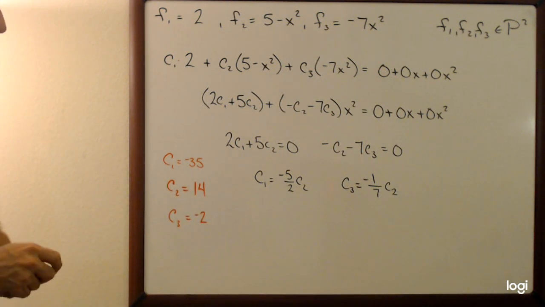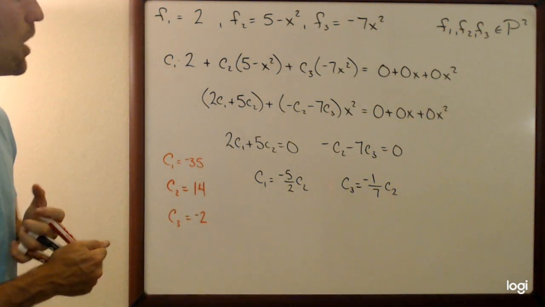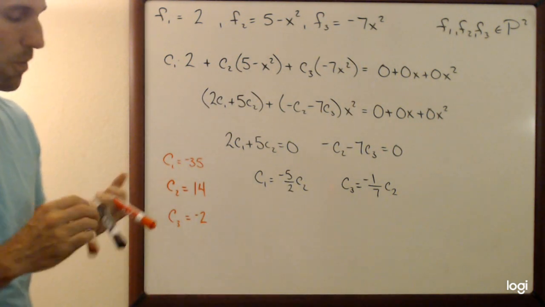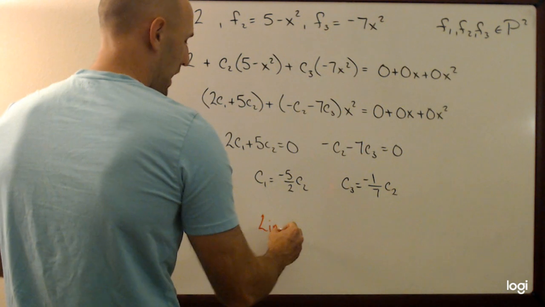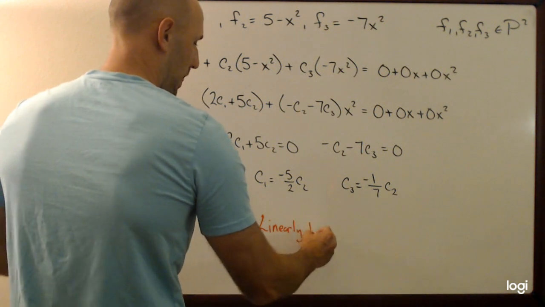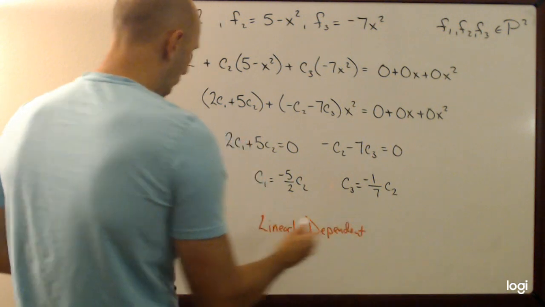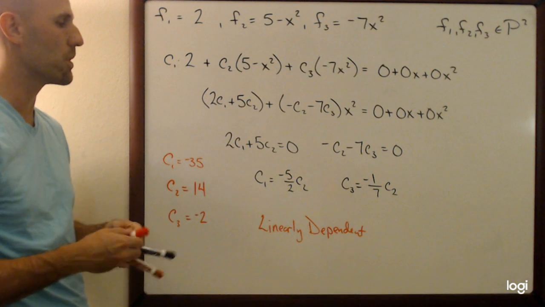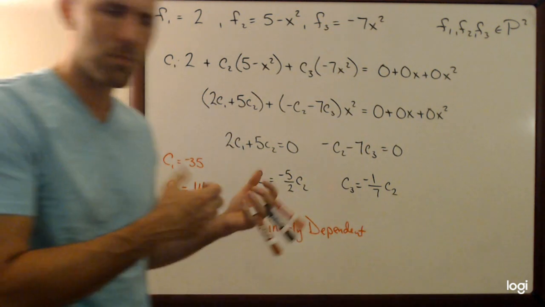This is a non-zero, so not all zero collection of coefficients, which causes this linear combination to equal 0. Therefore, this is linearly dependent. Because remember, independent means that the only solution here would be all zeros, and we found a solution which is not all zeros. Okay. This seems reasonable.